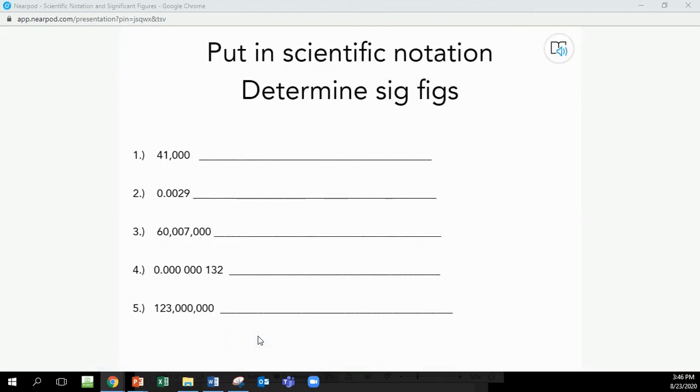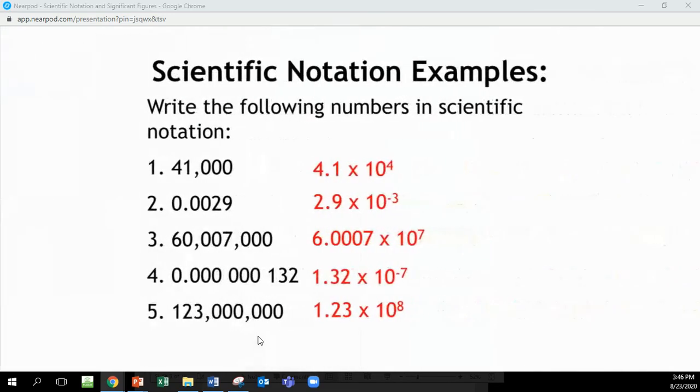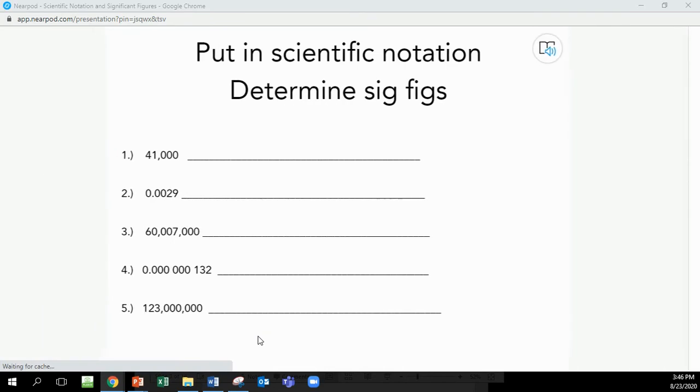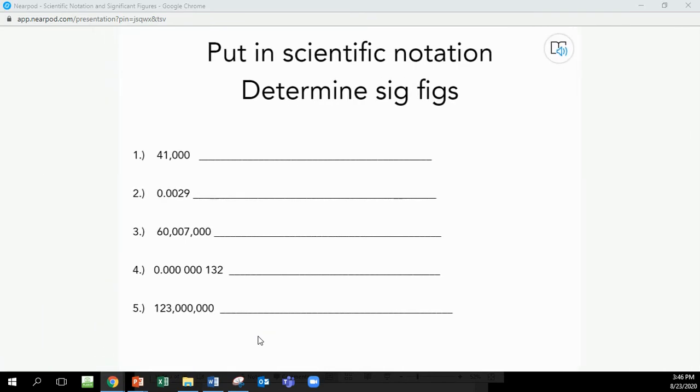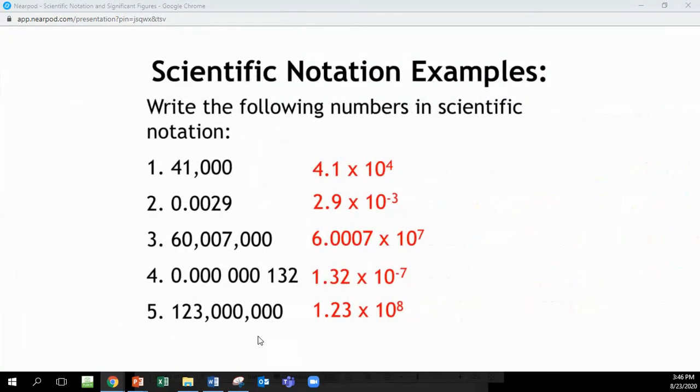Okay, so now you should pause and put these in scientific notation and then determine the number of significant figures. Okay, so here they are. You should pause right here to practice. See if you can put them in scientific notation, and then determine significant figures. On the next screen will be the answers.